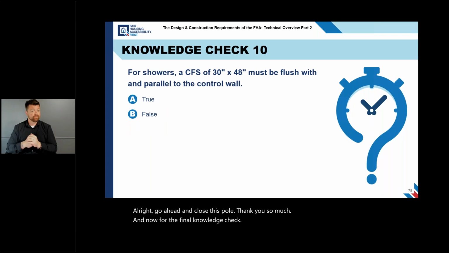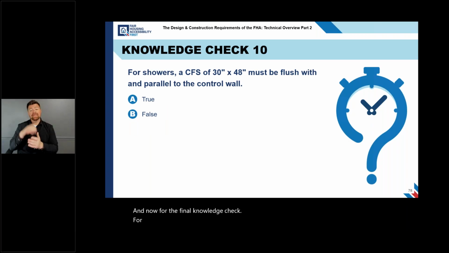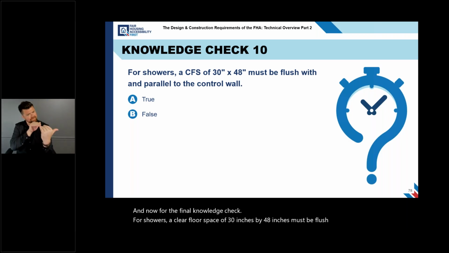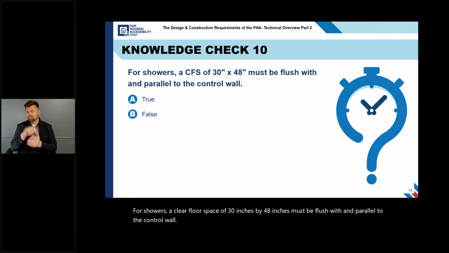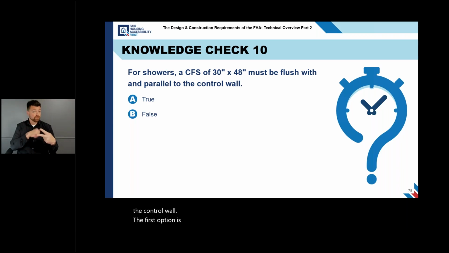For showers, a clear floor space of 30 inches by 48 inches must be flush with and parallel to the control wall. The first option is true. The second option is false. So let's launch this last poll.